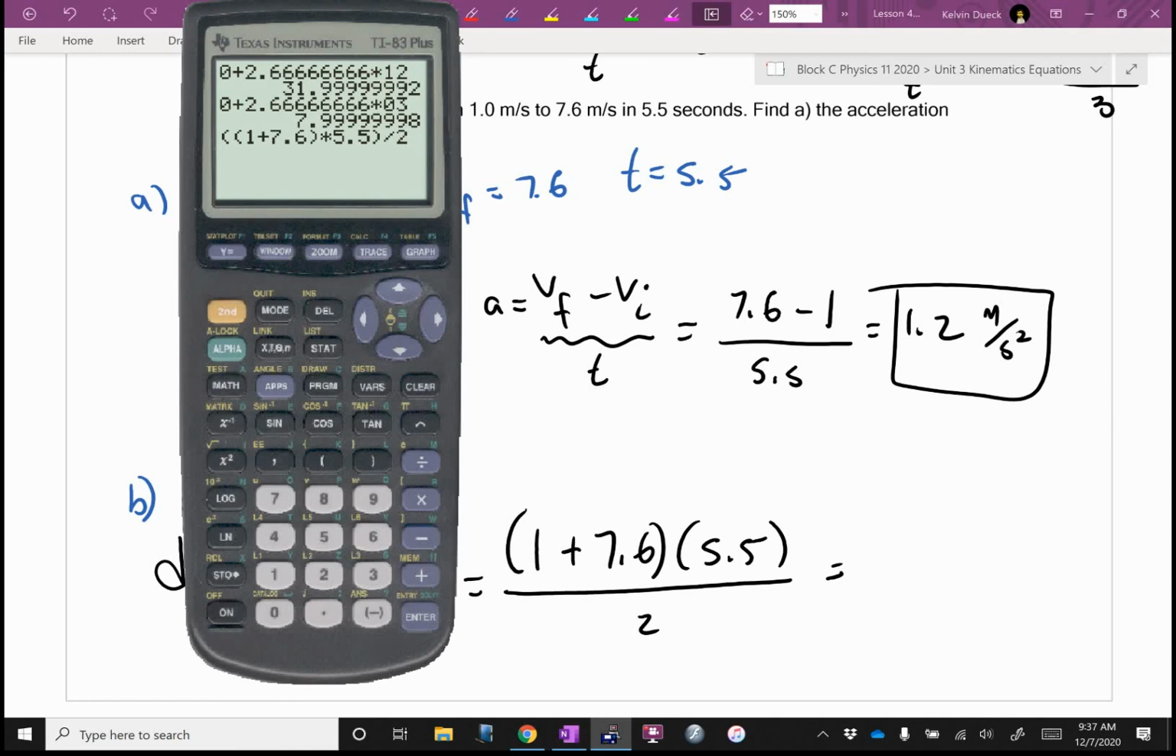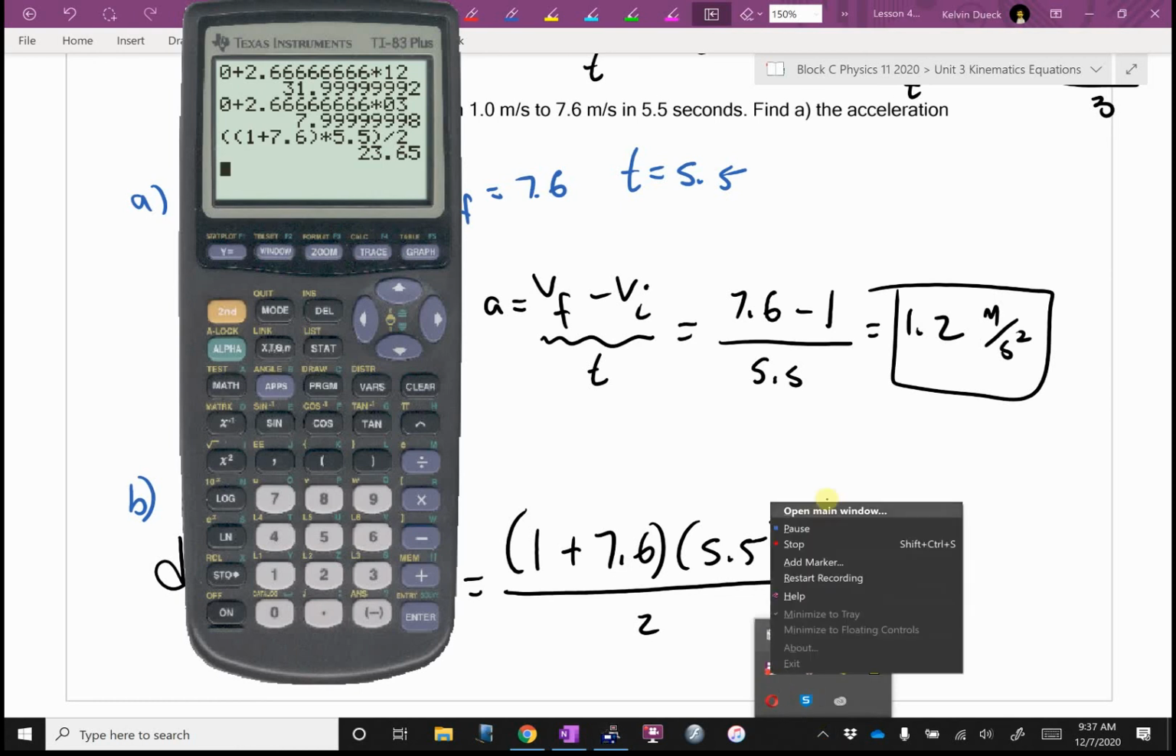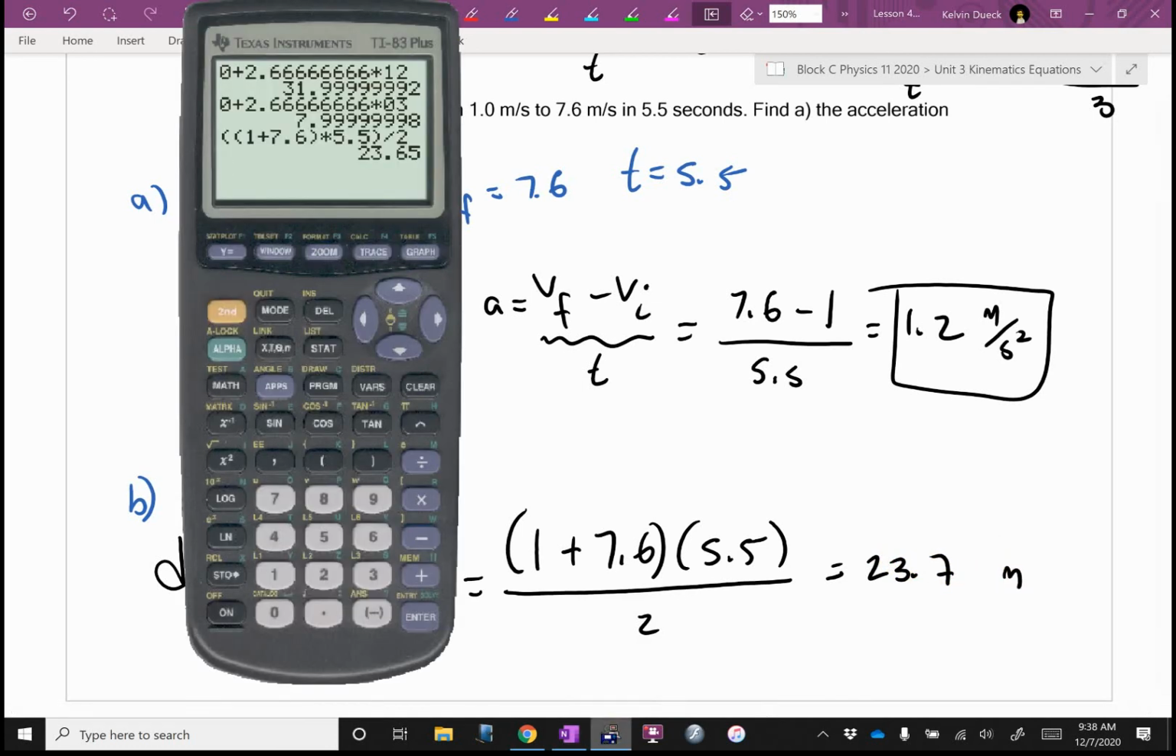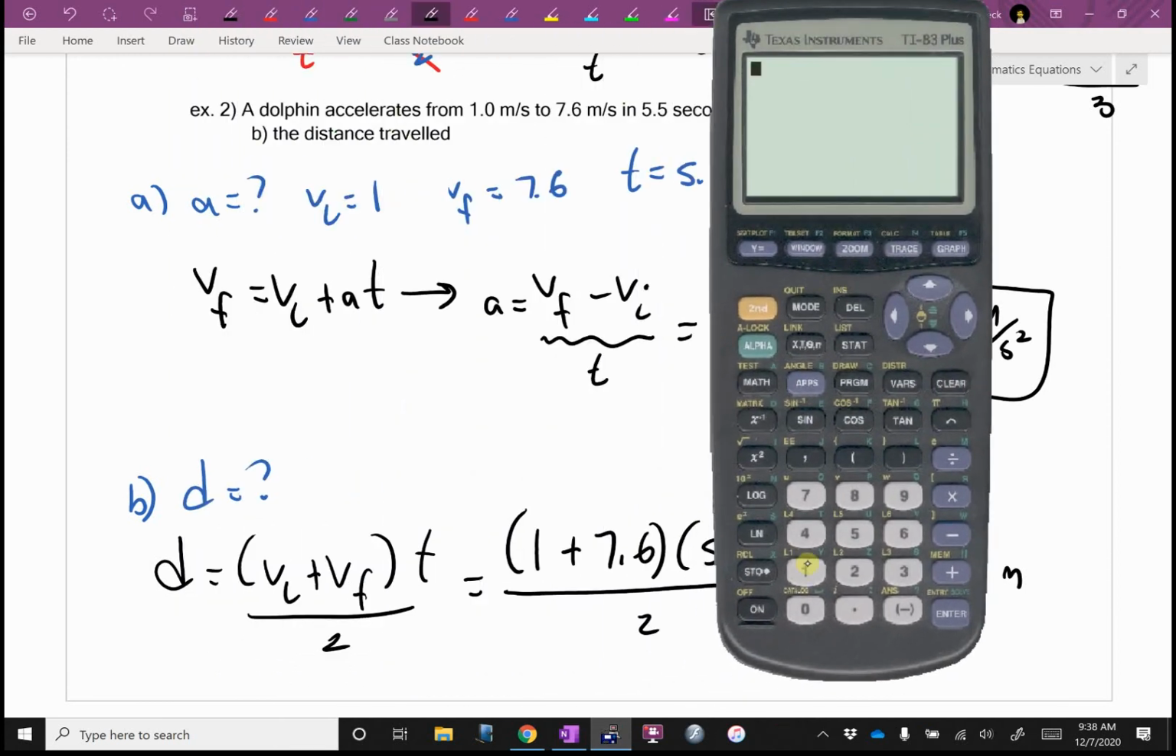Do you have a calculator here, kiddo? Can you get out your smartphone, power it off, please? I'll swap you. Do you get 23.65? 23.7 if I go to 3 sig figs? 23 point, what was it, 23.7?